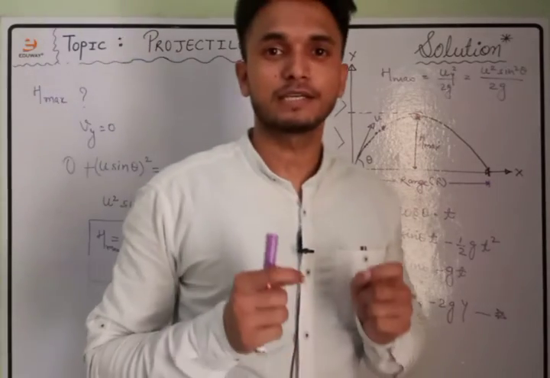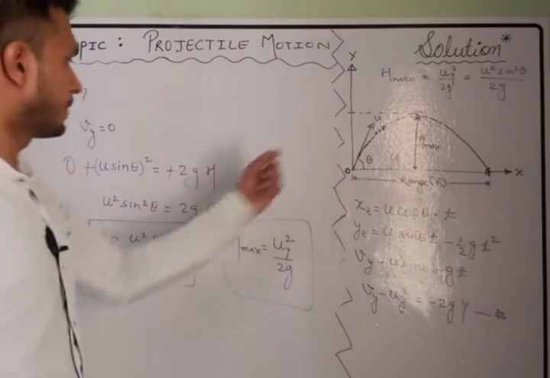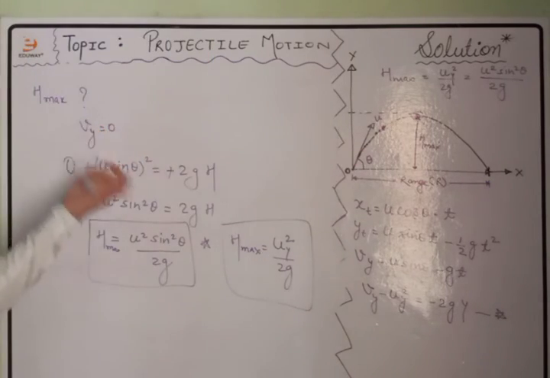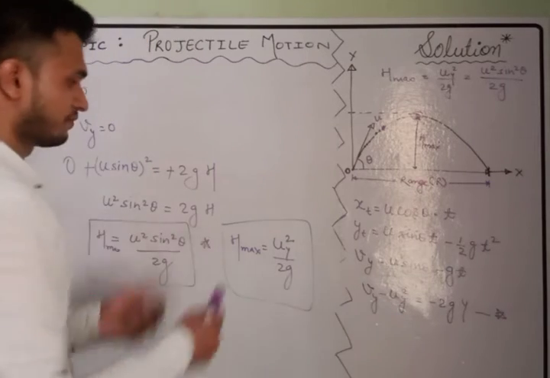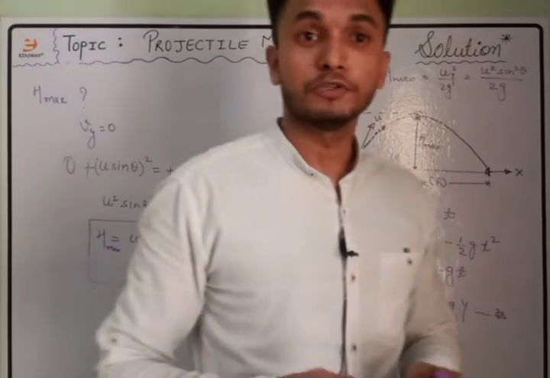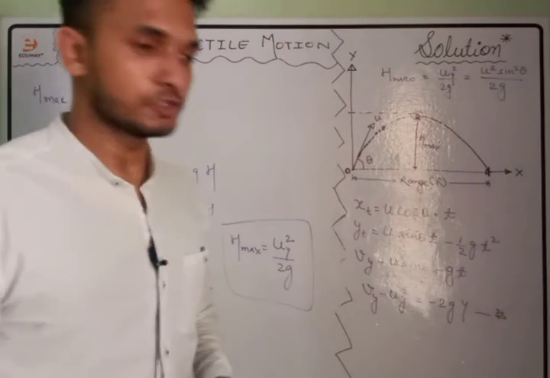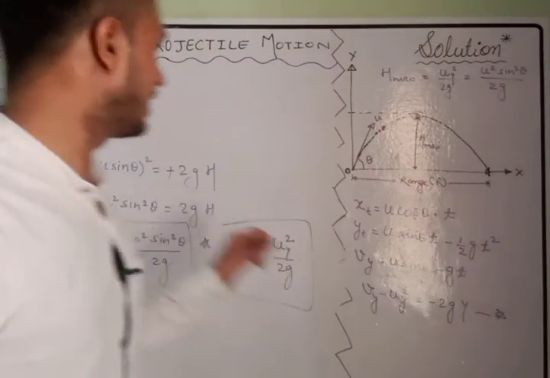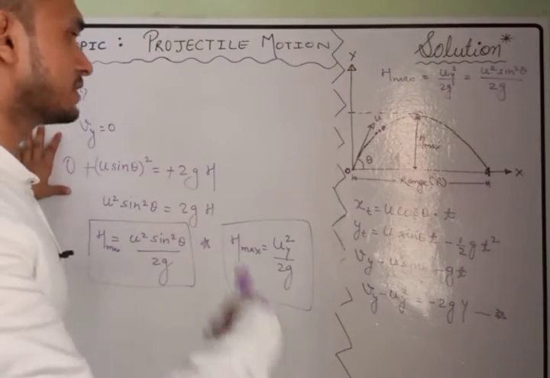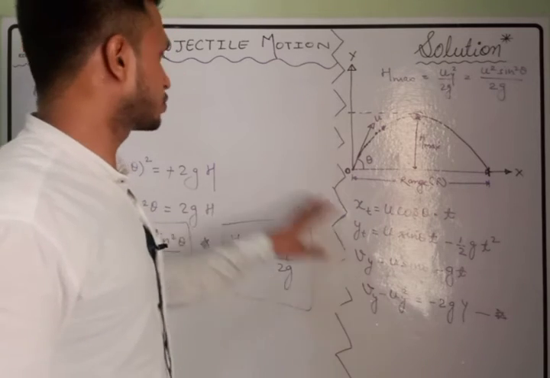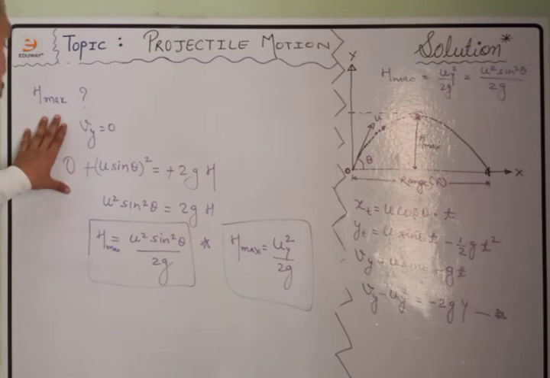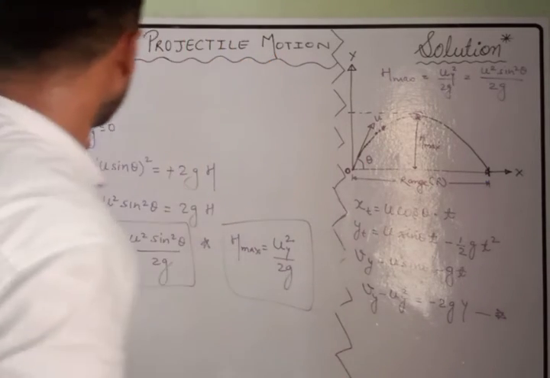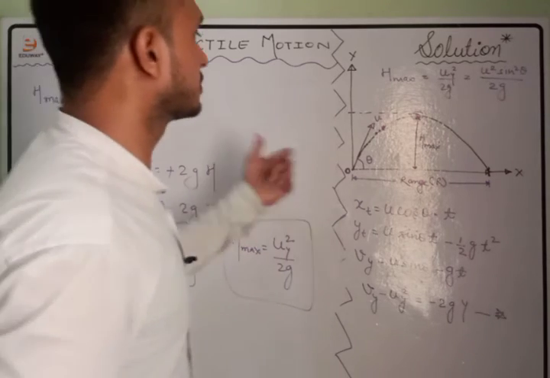Now let me tell you that there is no hard and fast rule that you need to apply only this concept, that at the maximum height the vertical component will be 0, and apply this equation to derive the formula for maximum height. You can utilize other concepts also. You don't need to panic, or stick to only a single concept for deriving any parameter. You can utilize multiple concepts to derive the formula of a single parameter. Like I'm saying, we can also derive the formula for maximum height by using another concept.